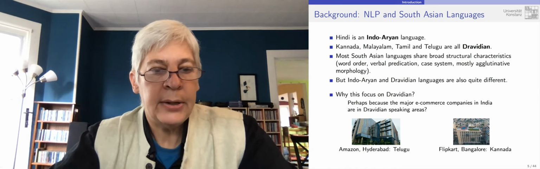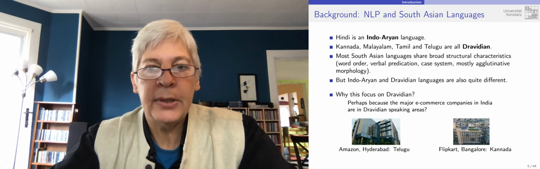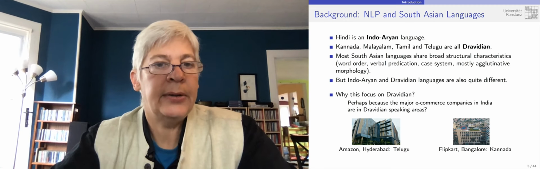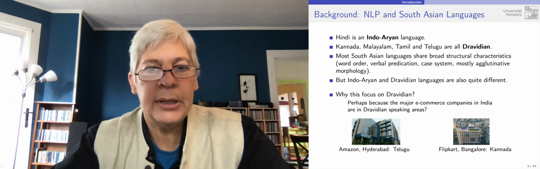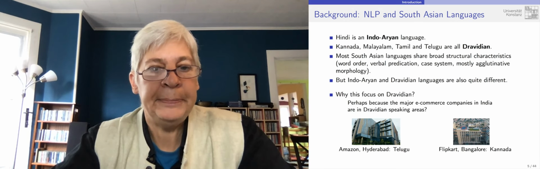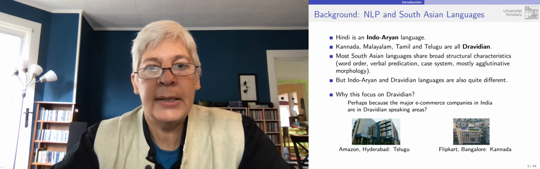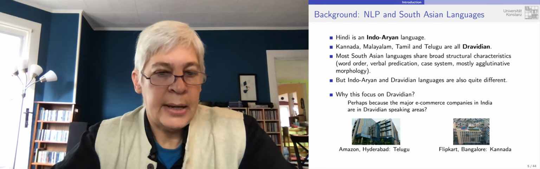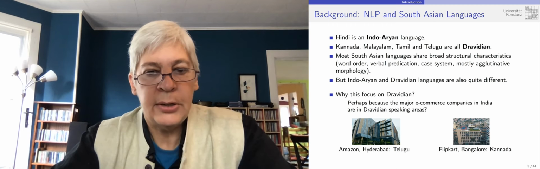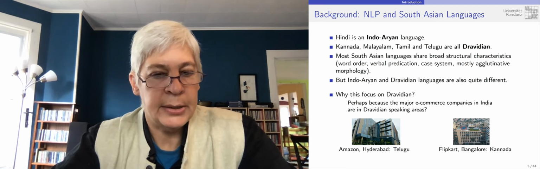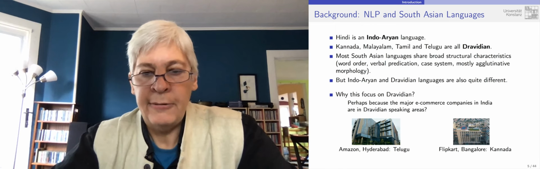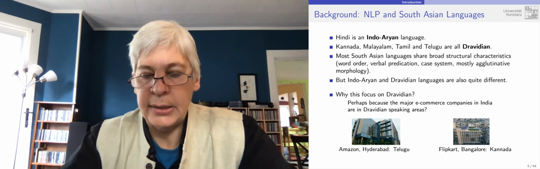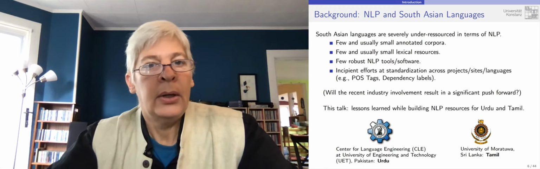But the Indo-Aryan and the Dravidian languages are also quite different. So you wonder, okay, if the most studied language and the one that you had an interface for first is Hindi, and I should say Urdu and Hindi are pretty much the same structurally, although they have very different orthographies, so there are challenges there for NLP. Anyway, you have the expertise there, so why suddenly start doing Dravidian? That is probably because all the major e-commerce companies in India are actually in Dravidian speaking areas. So Amazon's headquarters are in Hyderabad, where Telugu is the major language. Flipkart's headquarters are in Bangalore, and Kannada is the major language there.